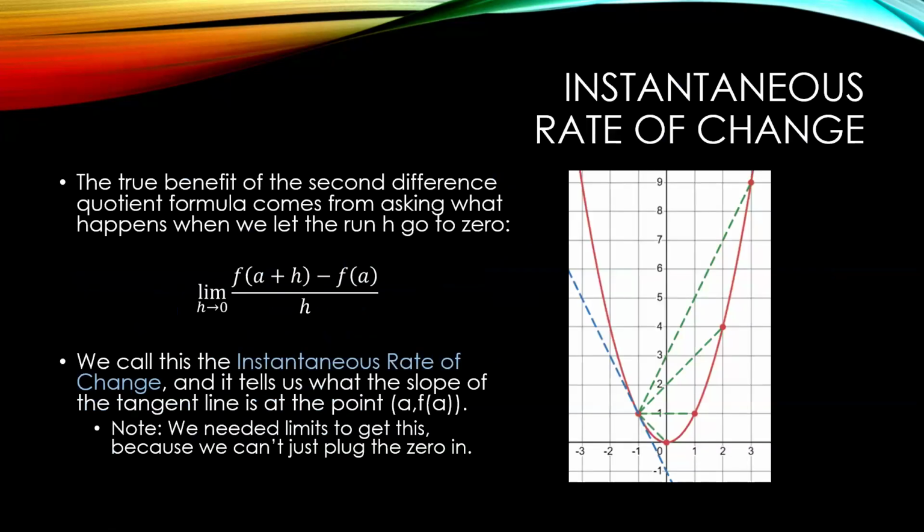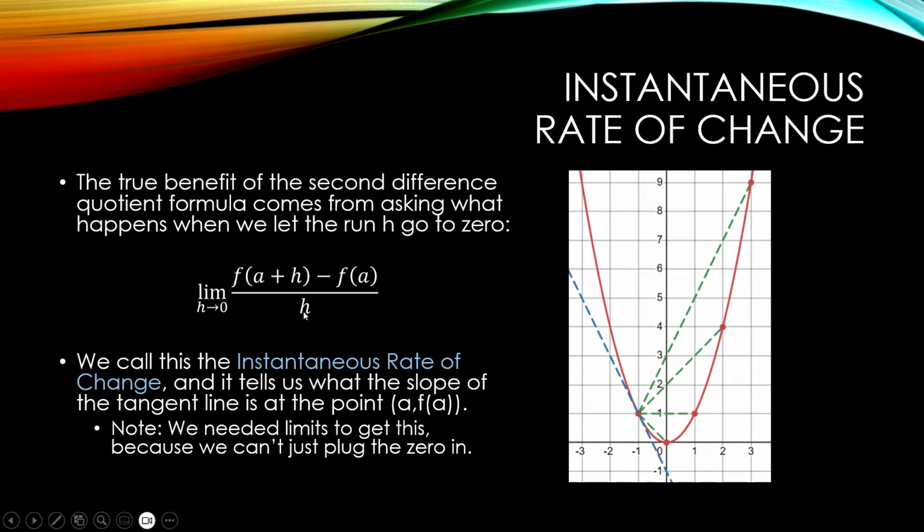The true benefit of the second difference quotient formula comes from asking what happens when we let the run h go to 0. And I've got that marked off here in blue. This first green line is the difference quotient we just did. Then we have the difference quotient we've done before that. If we let this second point get closer and closer and closer, eventually we will get what we call the instantaneous rate of change.